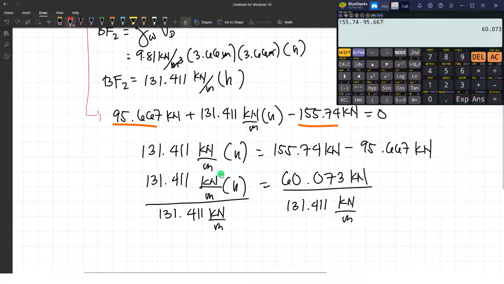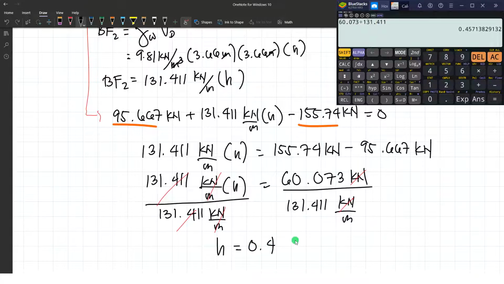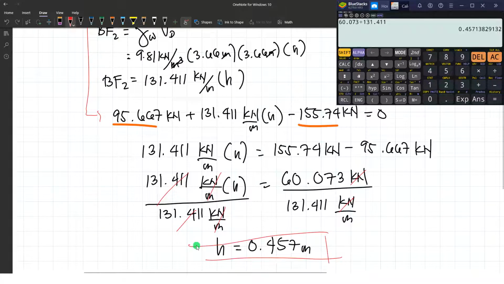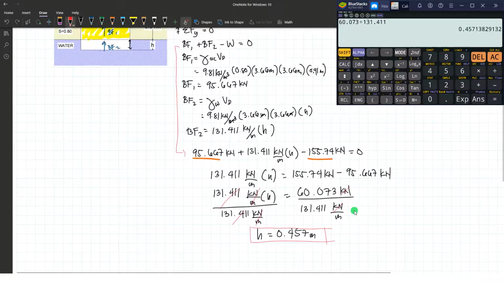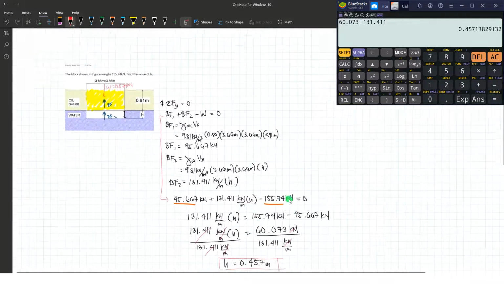Okay, so we cancel out. What unit remains is in meter. So the H therefore is equal to 0.457. That's in meters. Okay, so this is the answer. That's the height H.